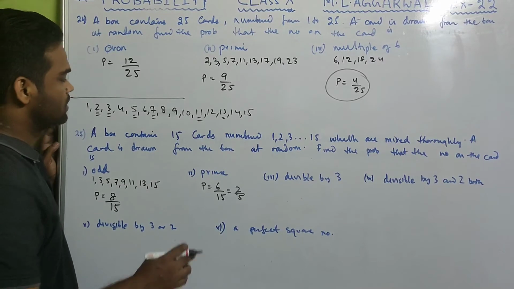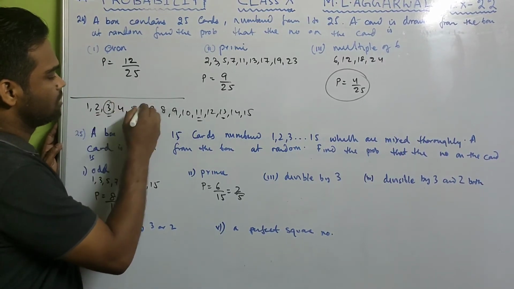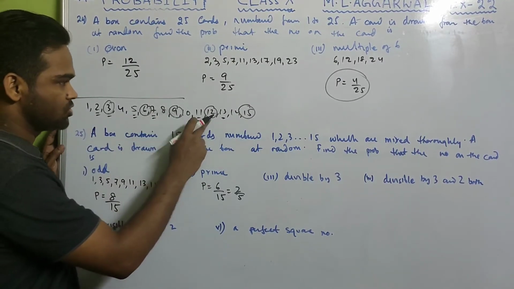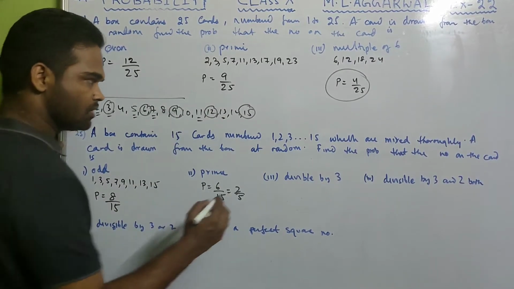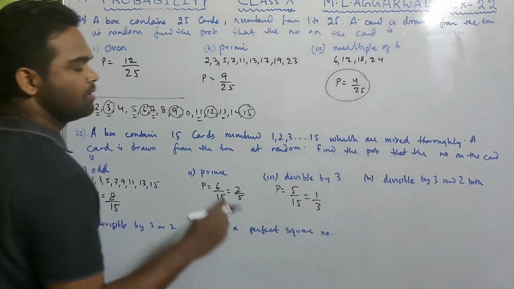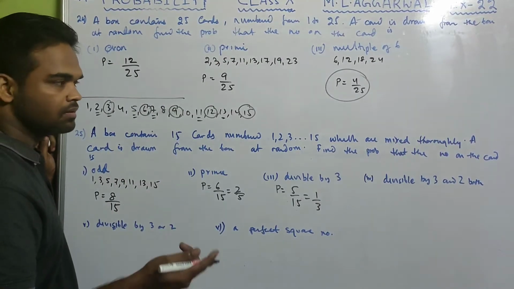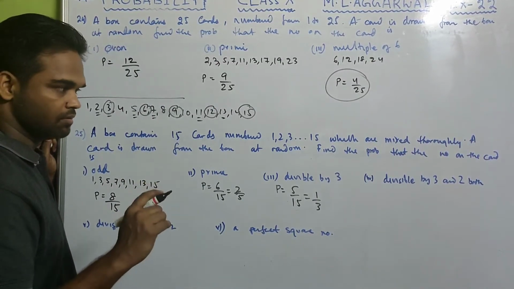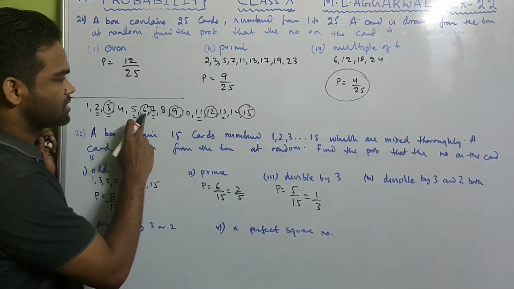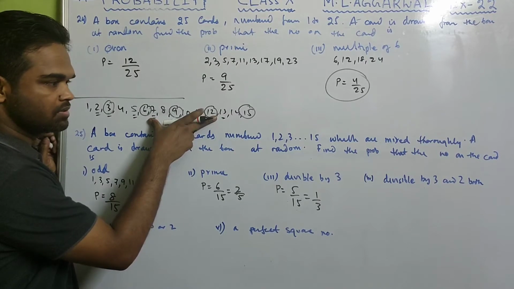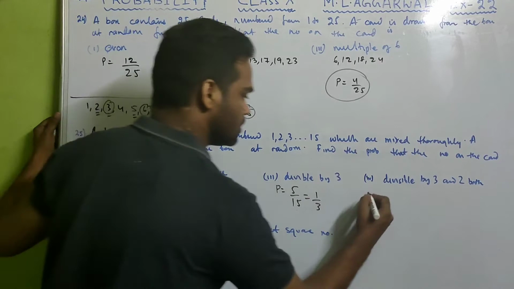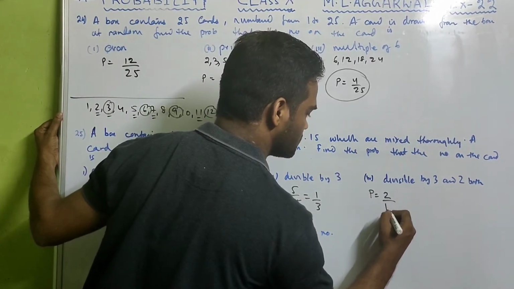Divisible by 3. So 3, 6, 9, 12, 15: 1, 2, 3, 4, 5 numbers are there which are divisible by 3. So the probability will be 5 by 15, that's 1 by 3. Divisible by 3 and 2 both, which indirectly means divisible by 6. So you have 6 and 12. These are the 2 numbers which are divisible by 3 as well as 2. Look carefully. So there are 2 favorable outcomes out of 15.